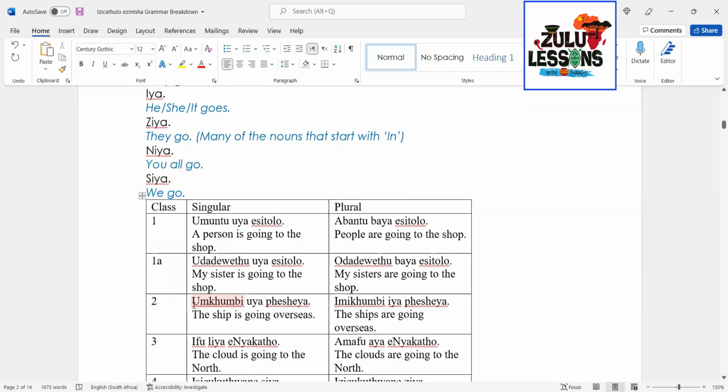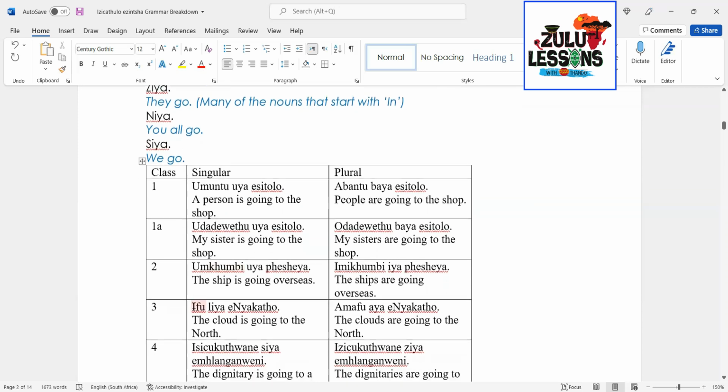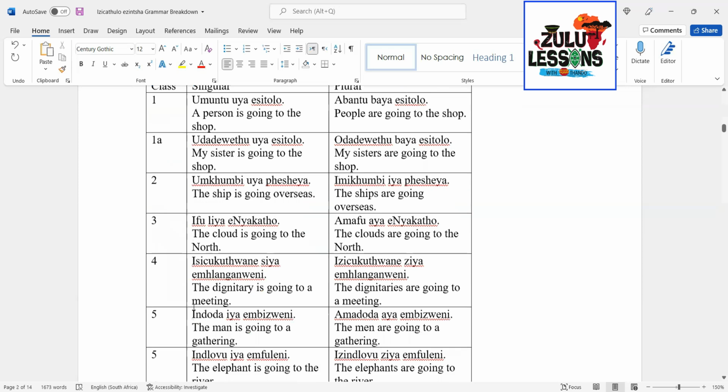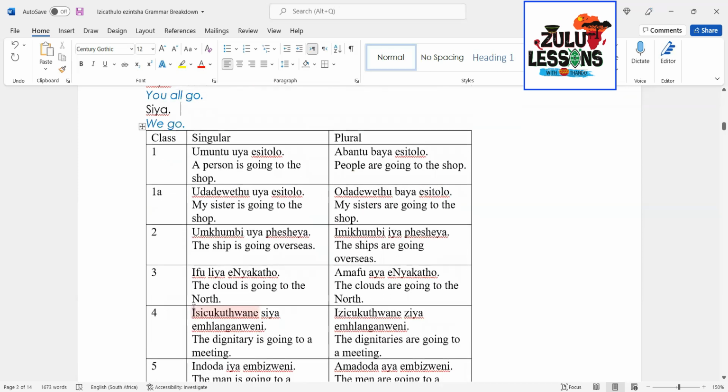Now, I put here for all classes of nouns from class 1 to class 8, some sentences just so that we can see how these look using this verb, conjugating this verb in the different classes of nouns and for the singular and plural. So here we are. Umuntu uya esitolo. A person is going to the shop. You see that U before the ya? So he or she. Umuntu uya esitolo. And the plural of it is abantu baya esitolo. People are going to the shop.